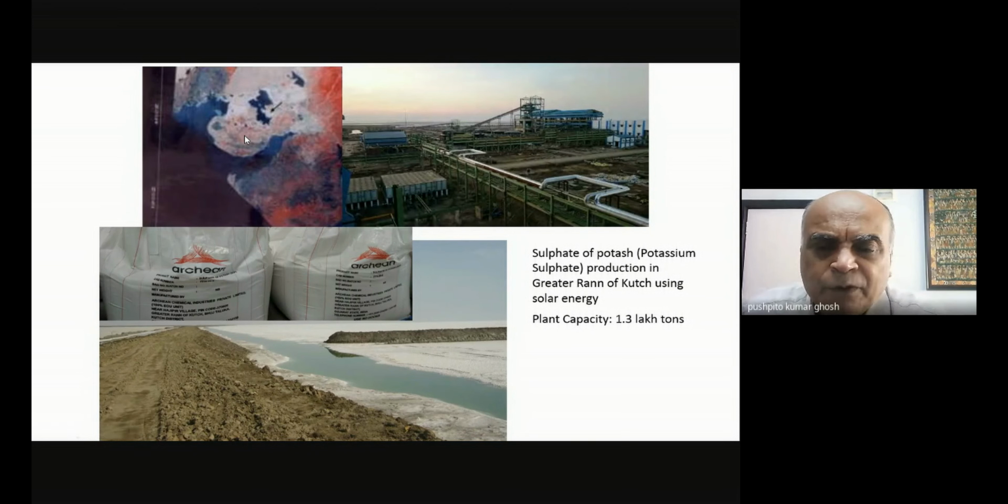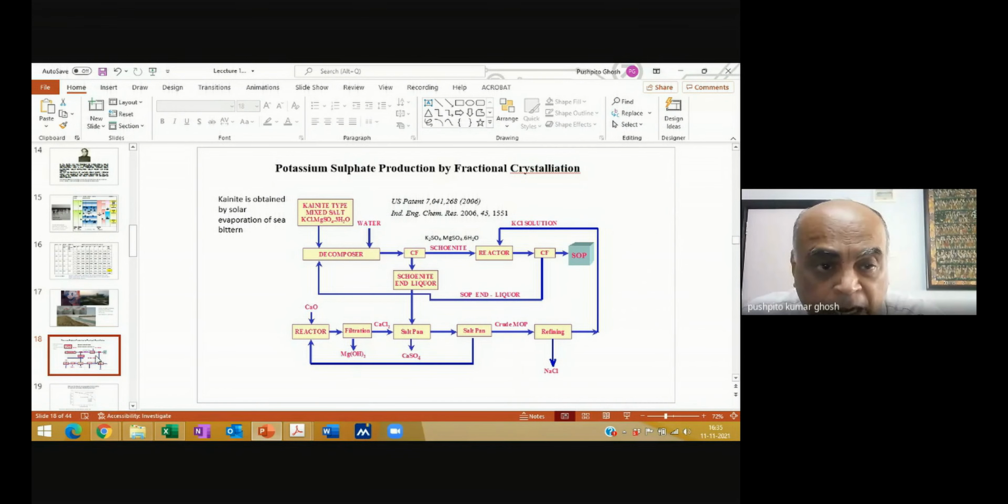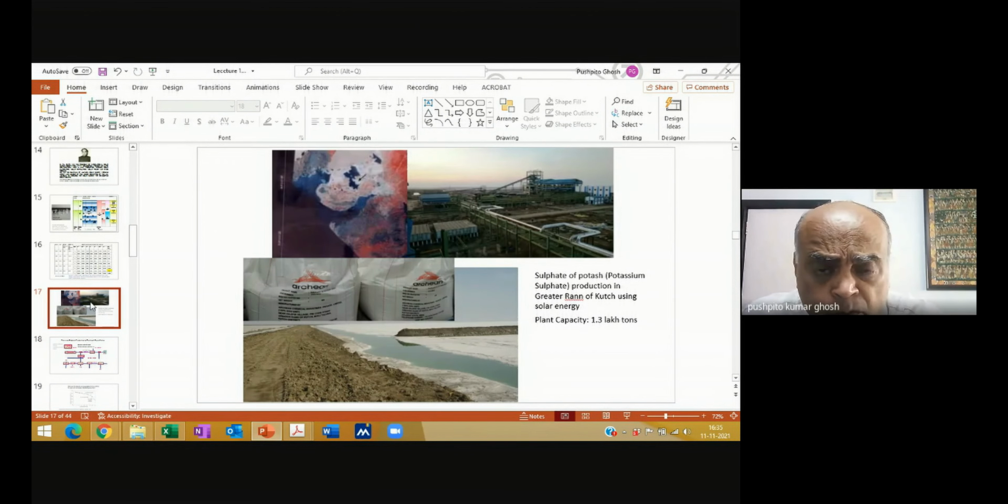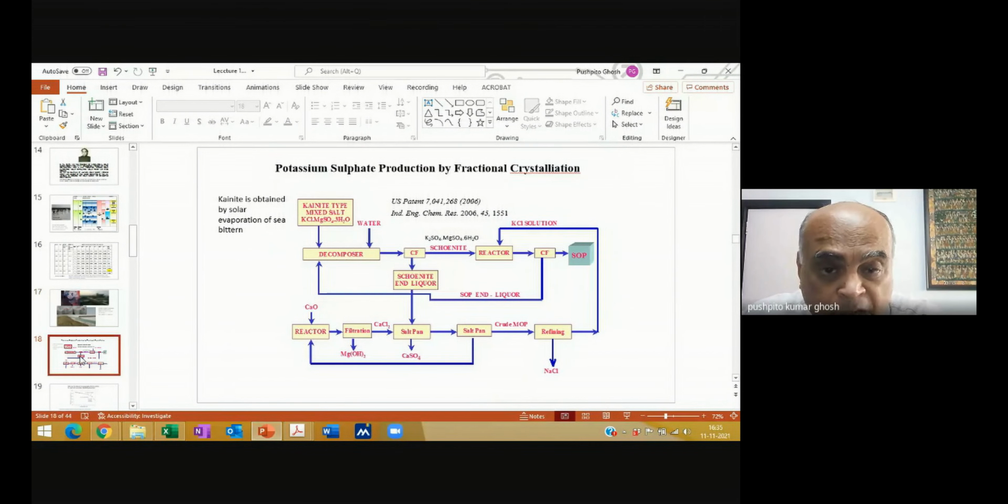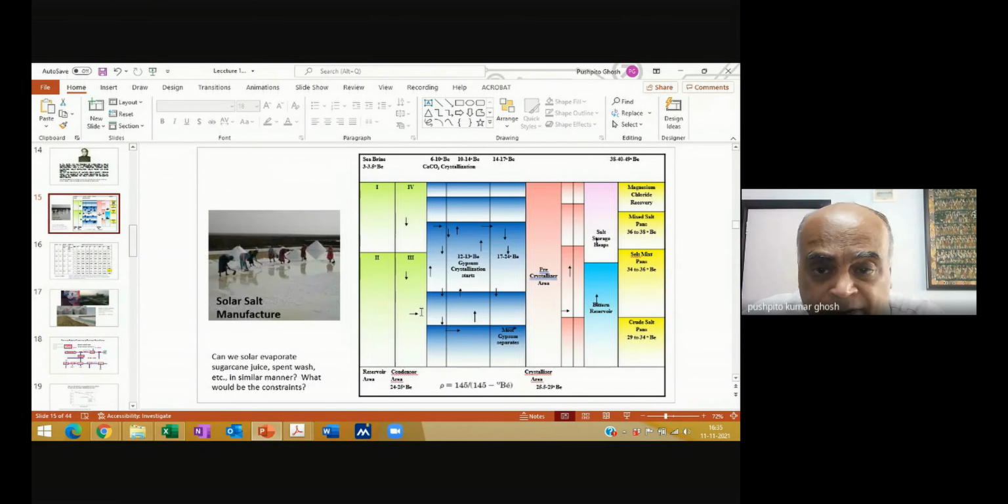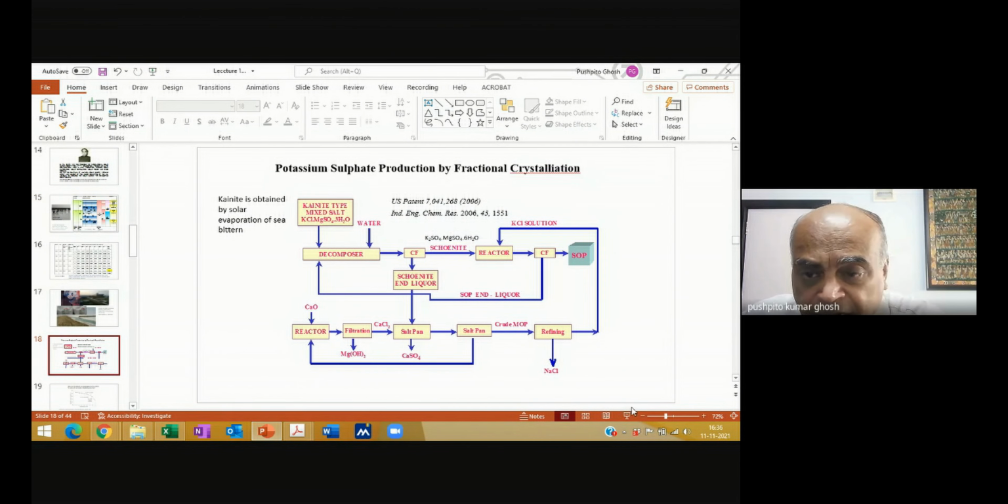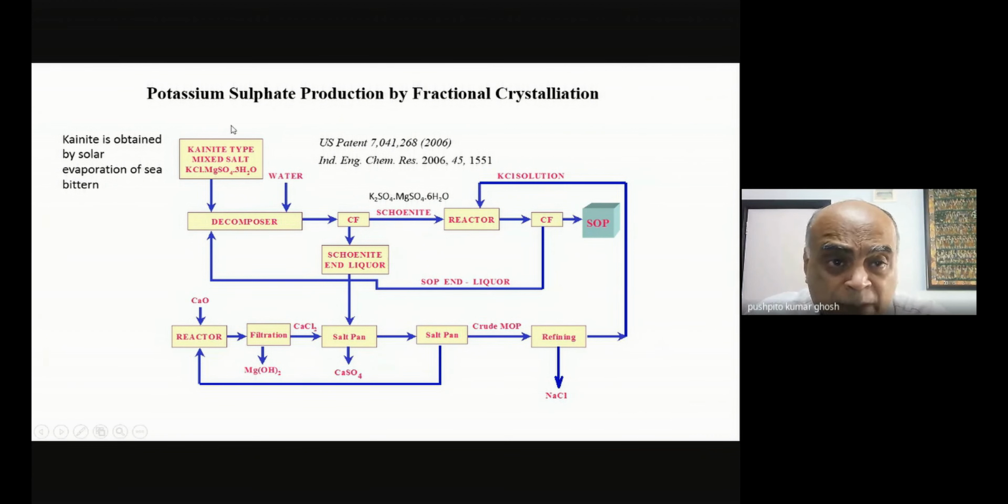And you can keep on evaporating and producing things. Just so that you can relate solar energy with an actual production of a chemical, I told you that we are continuously evaporating, further evaporating. So what happens is that when you keep on evaporating, at one point you get this double salt, which is KCl MgSO4. It's also known as kyanite.